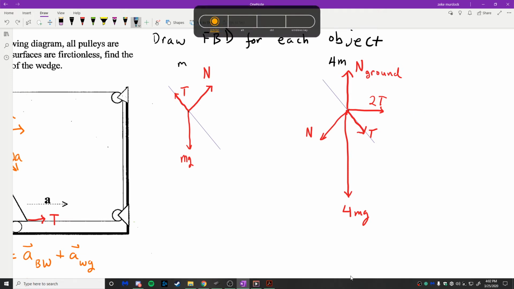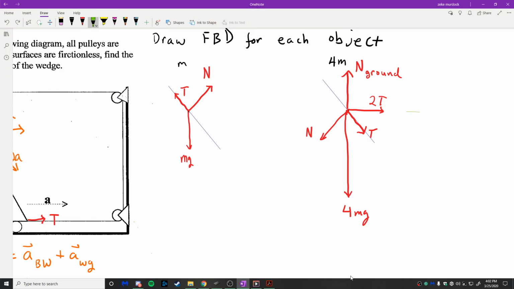So our acceleration on our system here is this way. Whoa, I don't want to use that marker, my bad. This one's fine. The acceleration for the wedge, we said, was to the right. It has an acceleration that we're calling A. So what should I do with my coordinate system for this one? How should I orient my coordinate system for 4M?